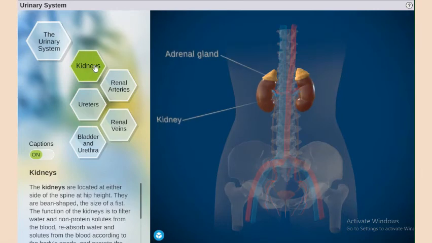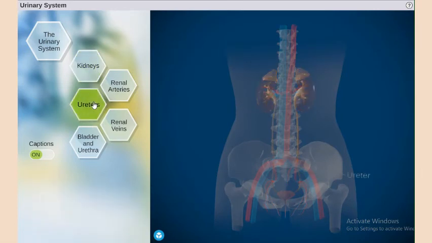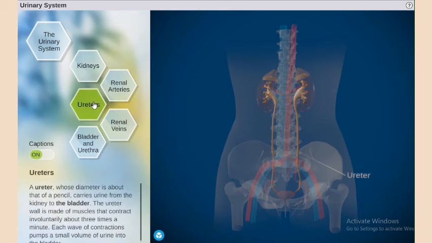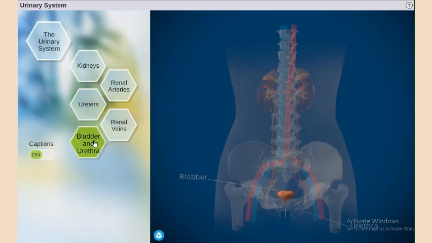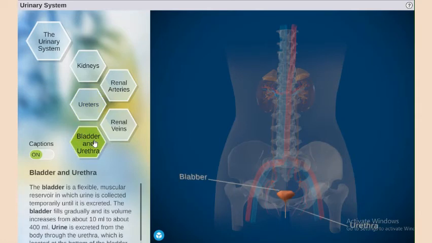Here are the kidneys, the ureters, the bladder with the urethra.